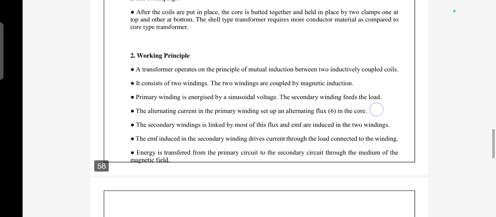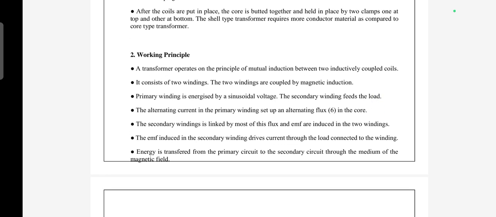And then when we go to the working principle of the transformer, a transformer operates on the principle of mutual inductance, where the mutual inductance acts between two inductively coupled coils. We know that a single coil has only inductance. So it consists of two windings, the primary winding and the secondary winding, where both windings are coupled by magnetic induction. Here the primary winding is energized by a sinusoidal voltage, and the secondary winding is loaded by the load.